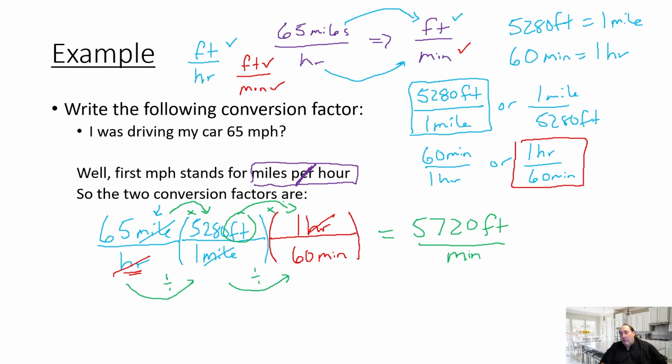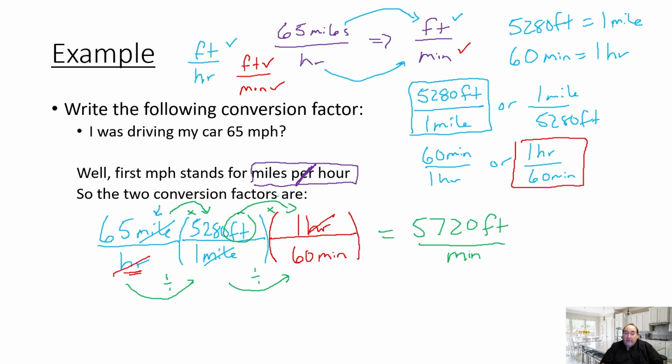We always give an answer like this where if you do have 2 units, you never give a fraction. So you would never give something like, here we go, 65, 5,280. You never give something like 343,200 over 60. You would want to divide it out. So you should always give it like that.